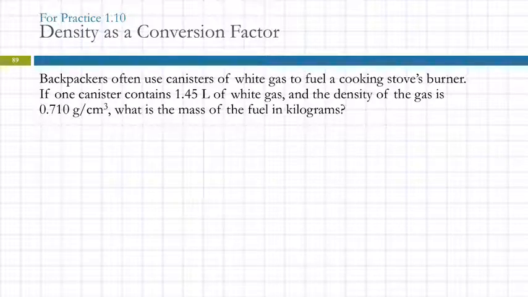Okay, here's another one. Backpackers often use canisters of white gas to fuel a cooking stove's burner. If one canister contains 1.45 liters of white gas and the density of the gas is 0.710 grams per cubic centimeter, what is the mass of the fuel in kilograms?